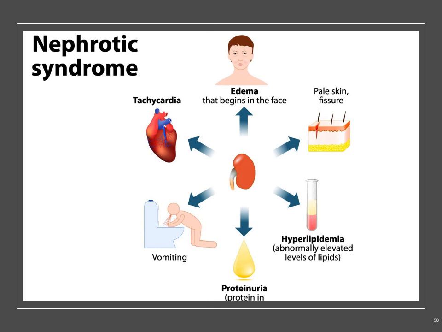So what we see is our patient is going to have tachycardia. They're going to have edema that begins in the face, pale skin, and they may have fissures or breaks in the skin. They'll have hyperlipidemia, which is abnormally elevated levels of lipids, proteinuria, which is protein in the urine, and they may have vomiting as well.